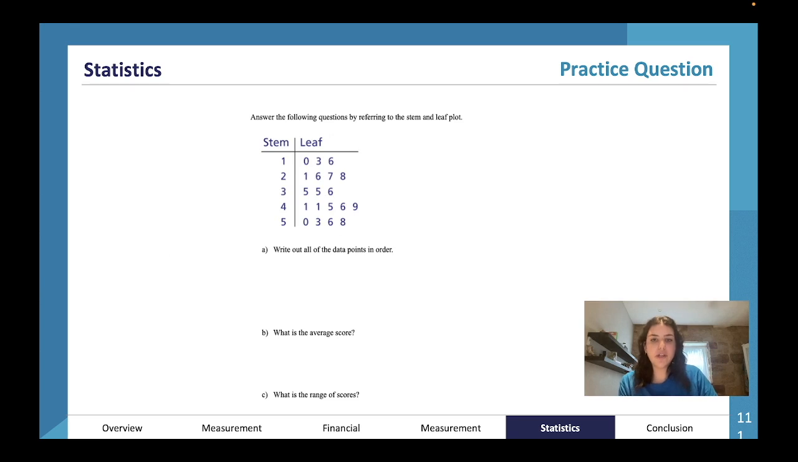All right, answer the following questions by referring to the stem and leaf plot. Write out all the data points in order. Now, this is a little bit tricky to do with a mouse, so I'm going to put it on the next slide when we have the answer. So let's have a look. What is the average score?